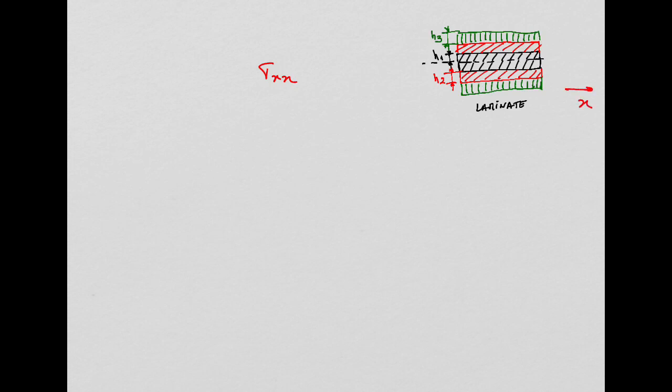This is my x, y global axis. For the global stress, I'm going to integrate along the thickness of my laminate, so the limits are going to be minus h over 2 to h over 2. This H is the total thickness of my laminate. If I integrate this and then divide by H, the total thickness, I'm doing a kind of weighted average, where the weights are the thickness.